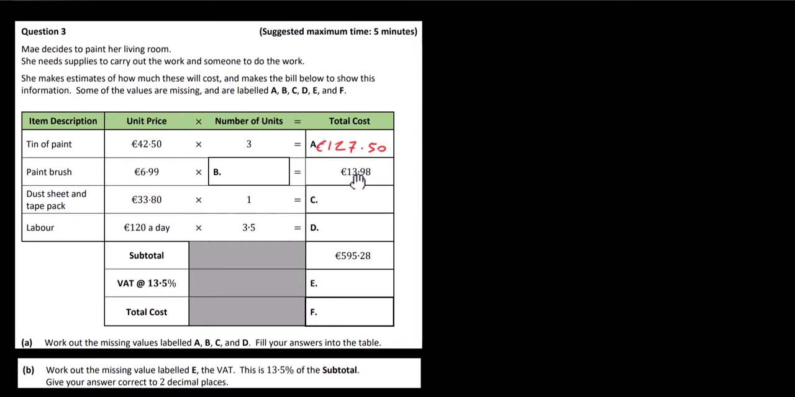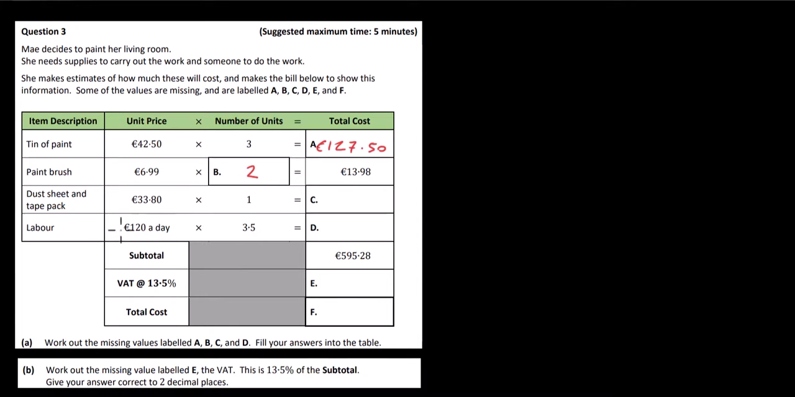Second one, let's see, this is the paintbrush, costs $6.99. The total cost for the paintbrush is $13.98, but you need to multiply these two here in order to get $13.98. So in order to find B, then you would just simply divide $13.98 by $6.99. So when you do that, you get a value of B of 2. So she needed 2 paintbrushes.